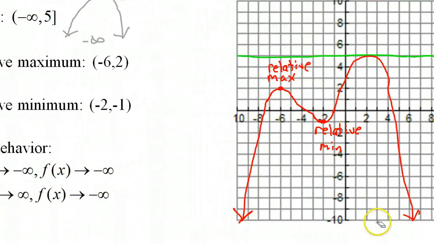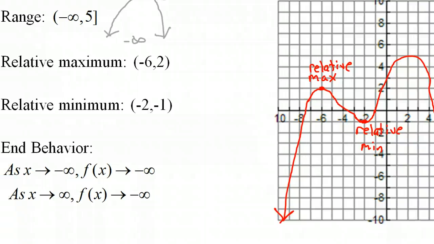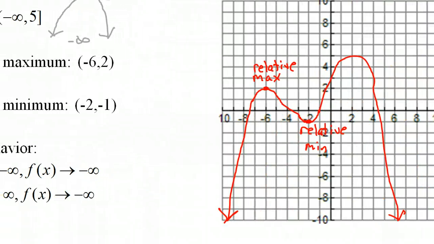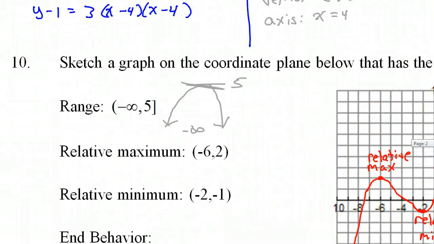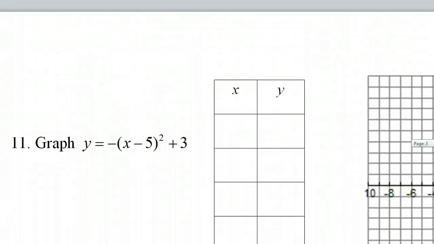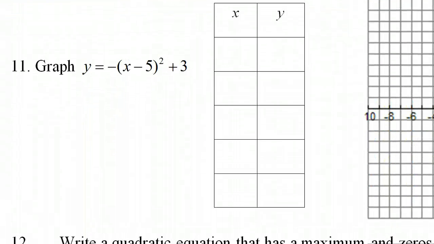So there you go. This graph satisfies all of the criteria that we were asked for. So that's the best way to do it. Boom, something that looks very much like that. Okay, that was number 10. Alright, now number 11.